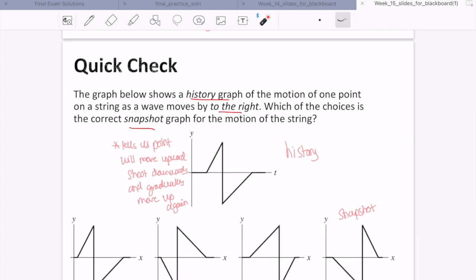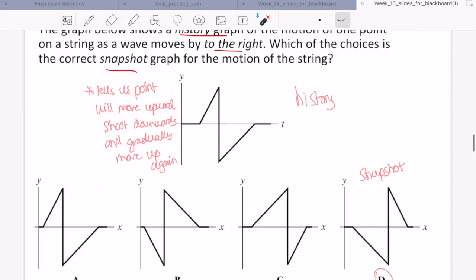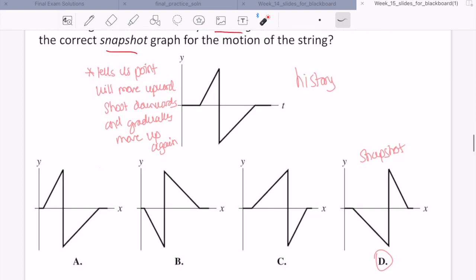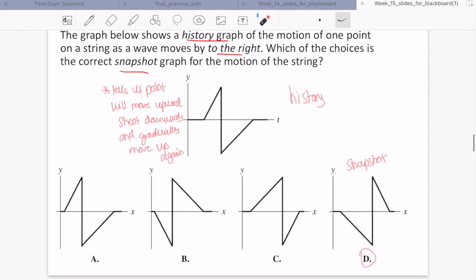If I'm looking at a snapshot graph, once again, the snapshot graph will give me what the wave looks like at different time intervals. So I don't find it easy to convert from history to snapshot. I figure it's easier to go from snapshot to history. So what I do is I basically take every snapshot graph and I shift it to the right. And then I try to get from the snapshot graph to the history graph. And whichever one matches up to the history graph is the right answer.